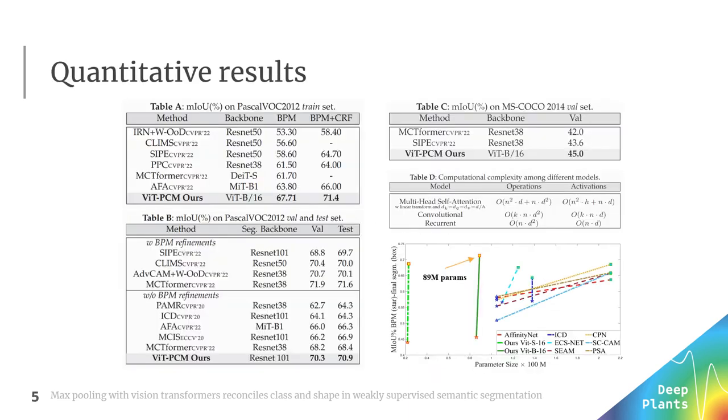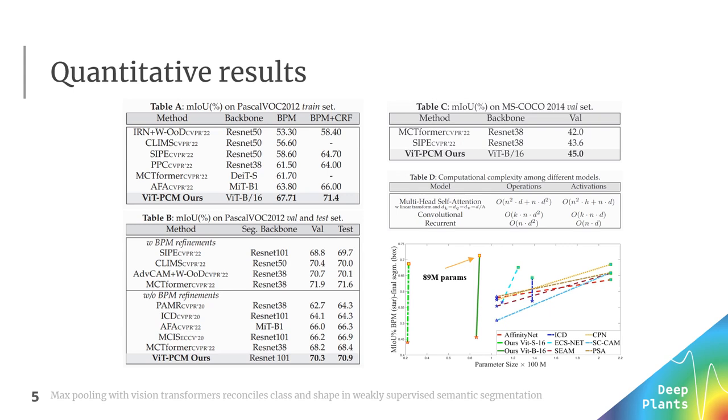As Table D shows, at the expense of more significant initial complexity, our approach uses fewer parameters as shown in the figure at the bottom and achieves state-of-the-art results on two benchmarks, PascalVOC 2012 and MS-COCO 2014. Table A compares the mean intersection over union accuracies of the baseline pseudo-masks on the PascalVOC train set with and without conditional random field refinement.